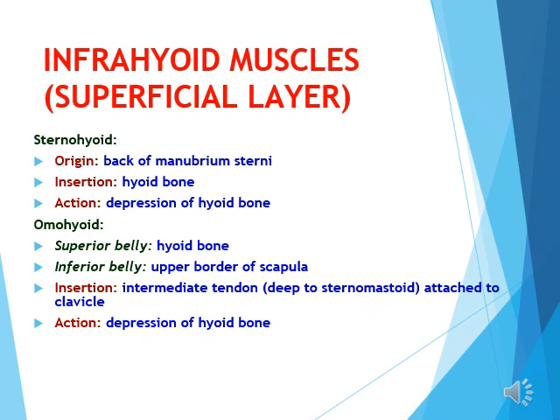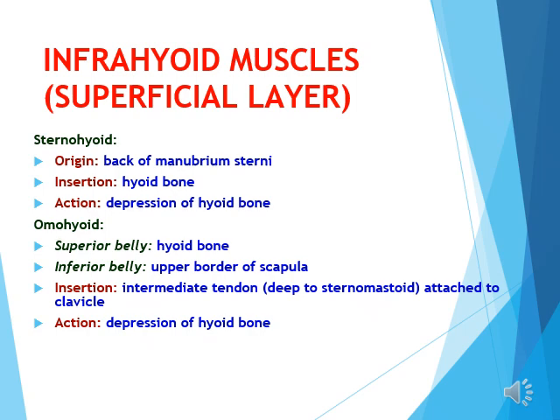Its primary action is straightforward yet essential: depression of the hyoid bone, especially after it has been elevated by suprahyoid muscles during swallowing. Next, we encounter the omohyoid muscle, which is more complex in its architecture. It consists of two bellies, superior and inferior, connected by an intermediate tendon. The superior belly inserts into the hyoid bone, while the inferior belly originates from the upper border of the scapula.